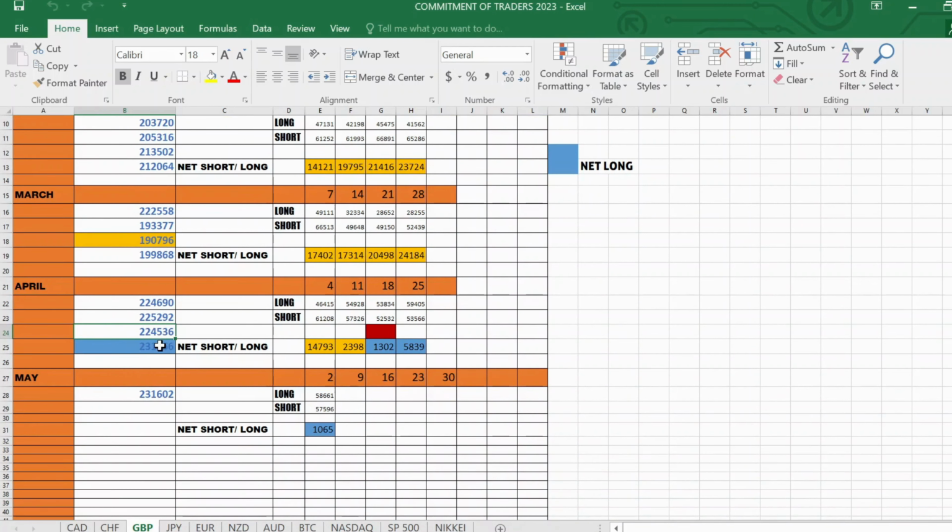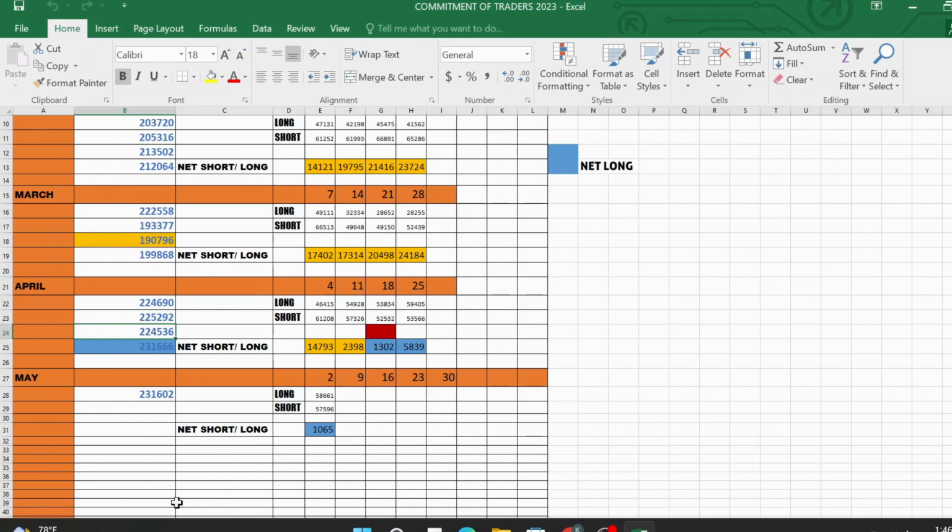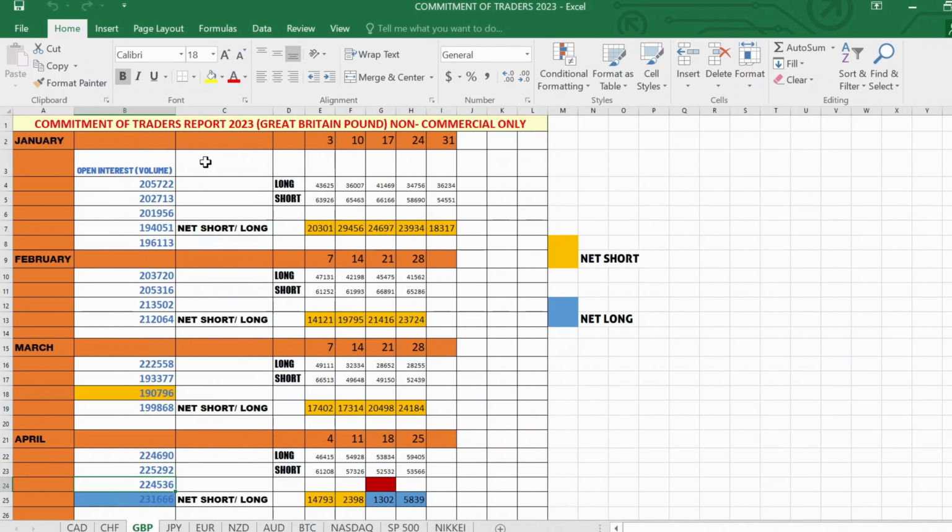So on the second column is where we have the net long or the net short. And again, for the colors, if it's net long, it will be blue, if it's net short, the color is yellow.